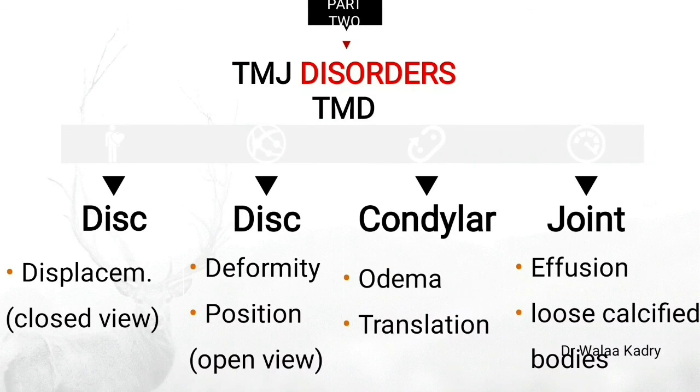So when reading MRI, you should review these items: the disc shape and position, the disc translation in an open view in relation to the articular eminence, disc displacement in the closed view, is it anteriorly displaced or in normal position within 11:30 to 12:30, the condyle edema, the joint effusion in both joint spaces or one joint space, and whether there are loose calcified bodies within the synovial fluid.